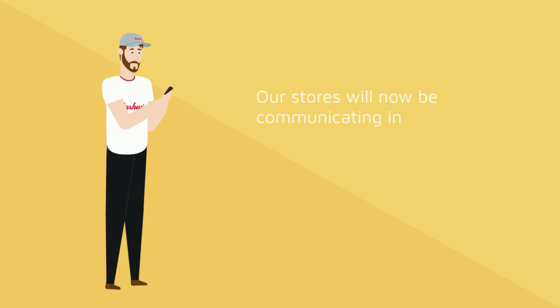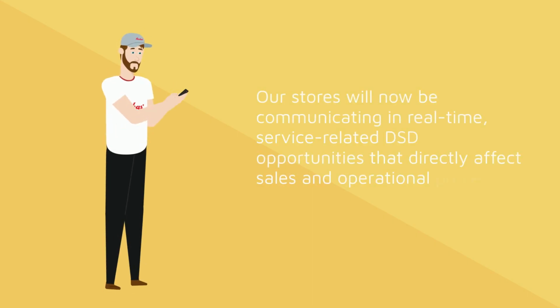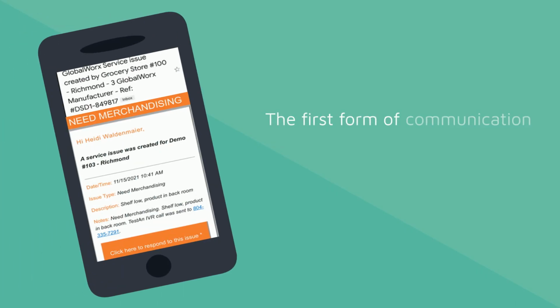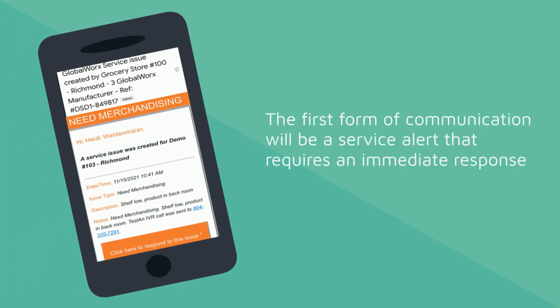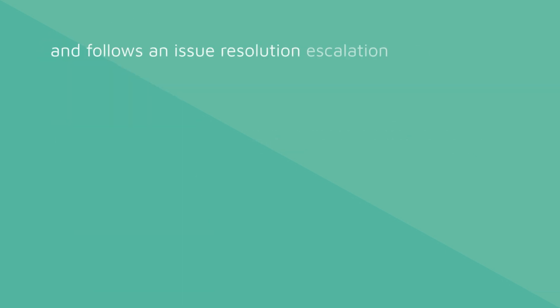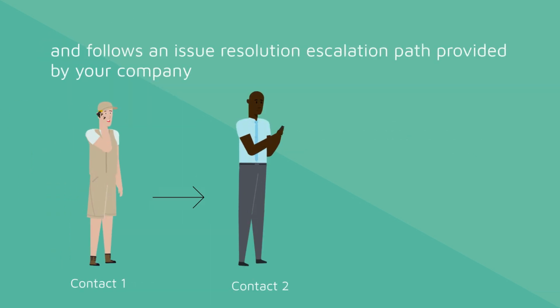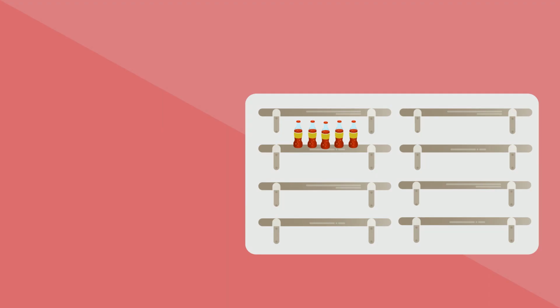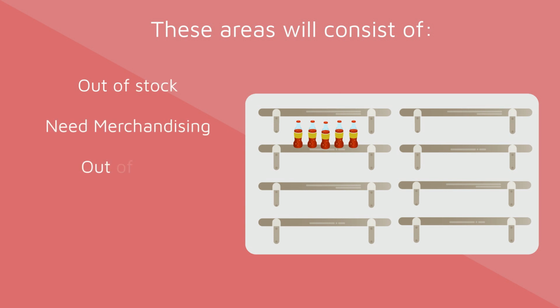Our stores will now be communicating in real-time, service-related DSD opportunities that directly affect sales and operational process. The first form of communication will be a service alert that requires an immediate response and follows an issue resolution escalation path provided by your company. These areas will consist of out of stock, need merchandising, out of date, inventory, missed service.